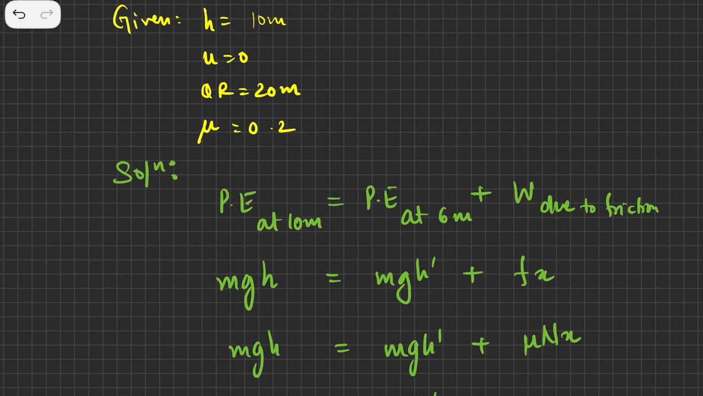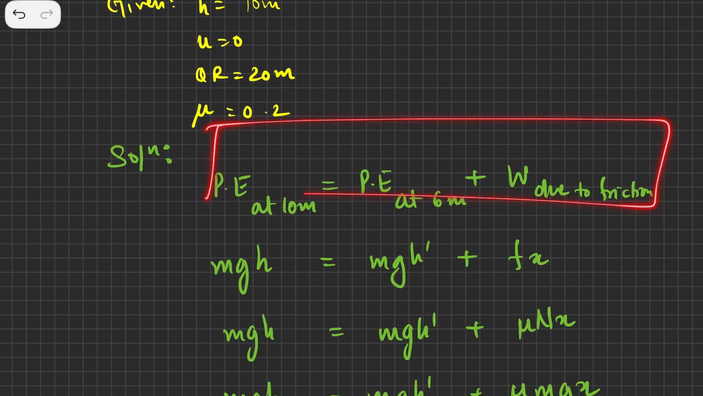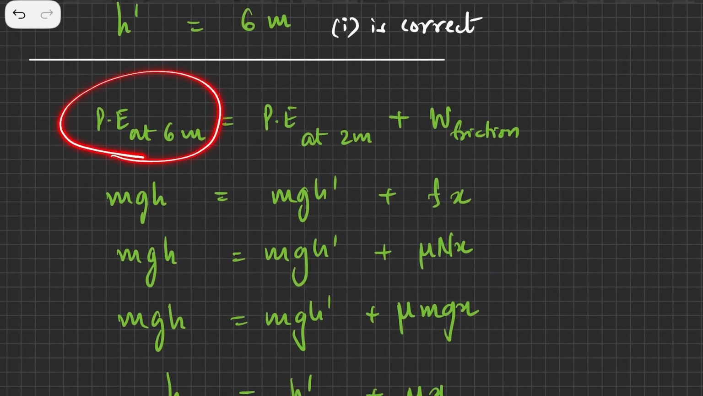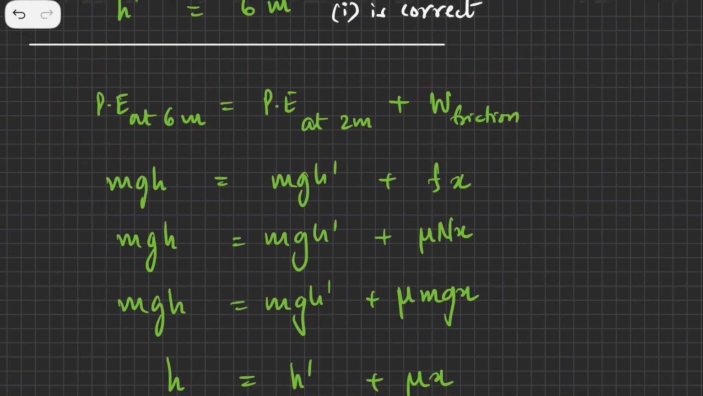So similar to what the earlier equation was, I have just made another equation. Potential energy at 6 meters height is equal to potential energy at 2 meters height plus work done due to friction. Now the rest is the same, just calculate. I am assuming that if my answer comes out as 2 meters, that means option 2 is also correct.